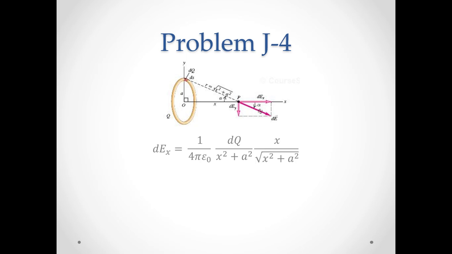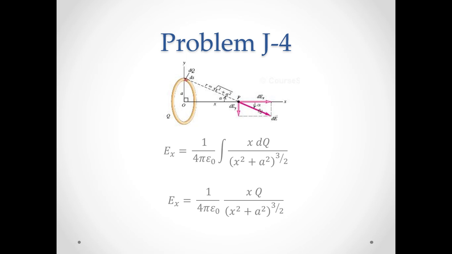And so if I go to plug in what the cosine of that thing looks like, here's the cosine of that angle. We plug that in, and we get x times dq over that.